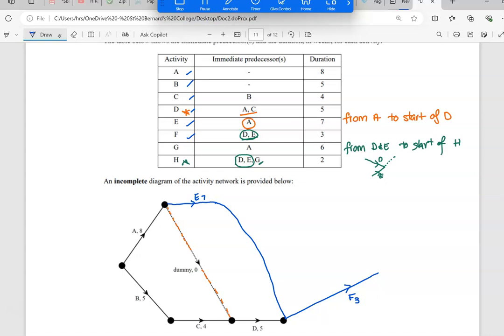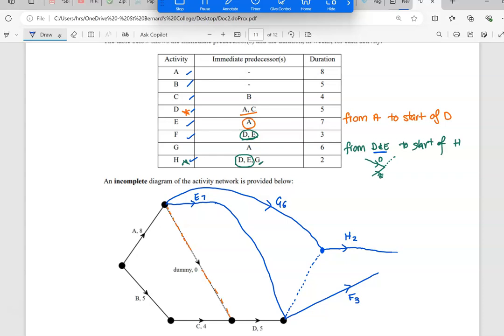Now we've got G coming out of A. Because I knew this dummy, I'm going to fix this dummy up. It said it came from D and E to the start of H. So there's the end of D and E, and we've got this dummy, and it's saying it goes to the start of H. So I've got H somewhere happening there, so I'm going to put H there. And then G said it came from A, but H has G also, so that means it connects into there. So I've got G, and G has a duration of 6.